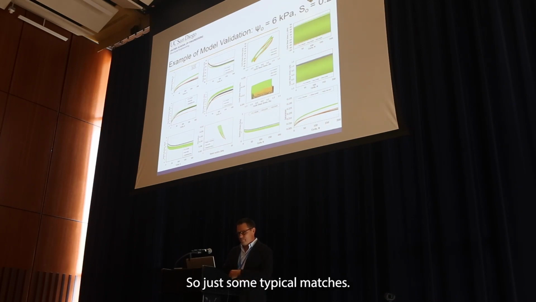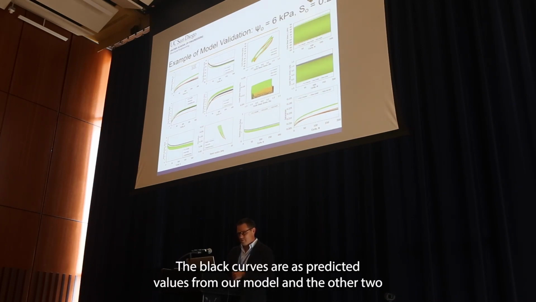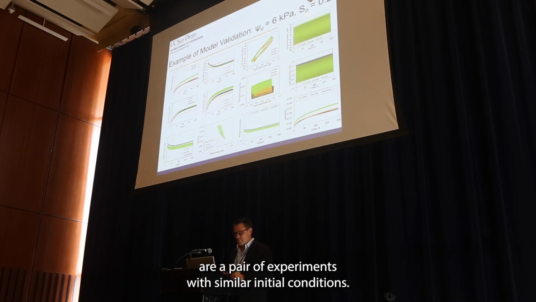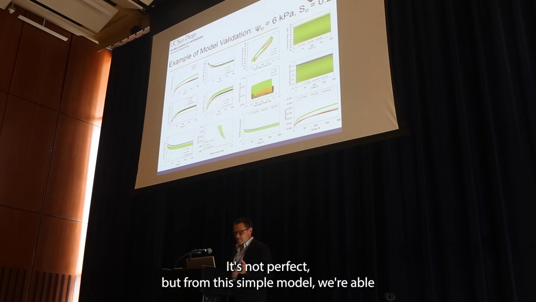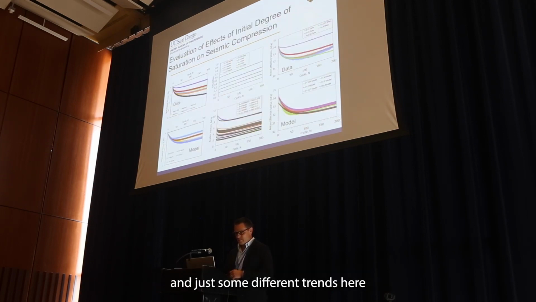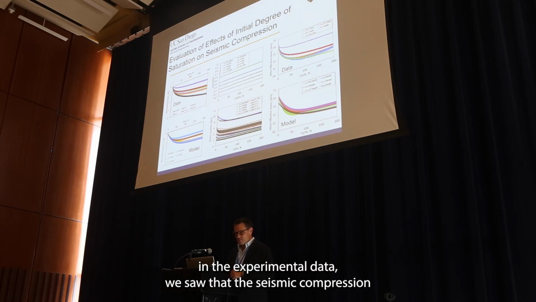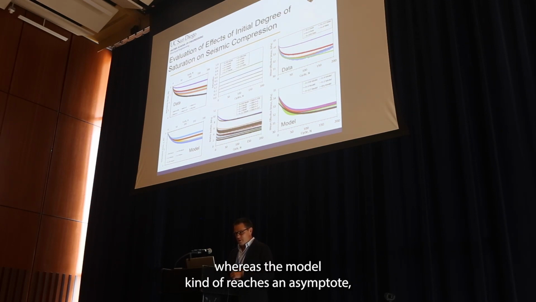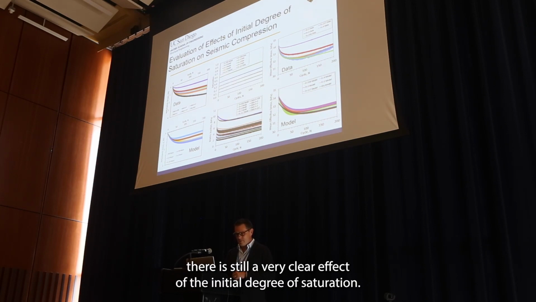So just some typical matches. The black curves are the predicted values from our model, and the other two are a pair of experiments with similar initial conditions. It's not perfect, but from this simple model, we're able to capture these evolutions in seismic compression with number of cycles. And just some different trends here. In the experimental data, we saw that the seismic compression was really continuing on as you go to very high numbers of cycles, whereas the model kind of reaches an asymptote. There is still a very clear effect of the initial degree of saturation.